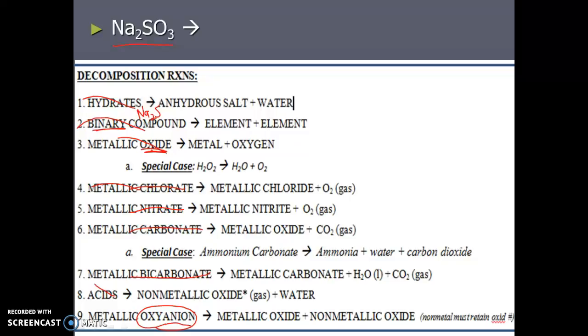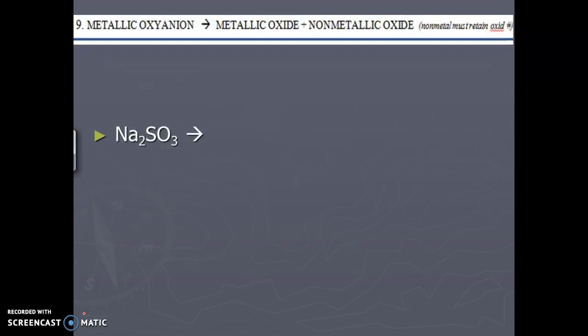Oxy probably means oxygen. So it actually is. An oxyanion is just any negative ion that has oxygen in it. So most of our polyatomic negatives, all the ates, all the ites, those all have oxygen in them. So sulfite is actually an oxyanion. So this does match number 9 on our list. We have a metallic oxyanion. So we can look at number 9 to figure out what our products are going to be.